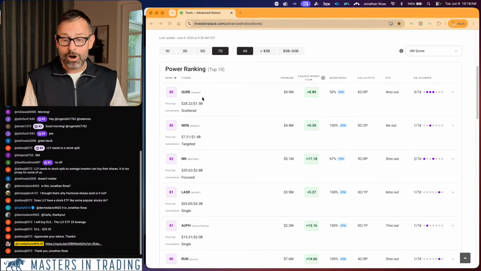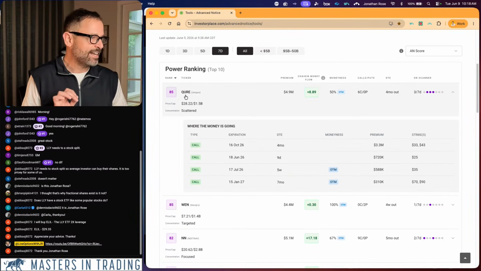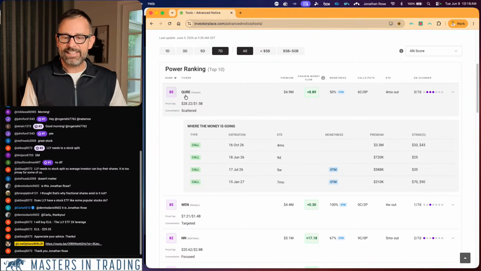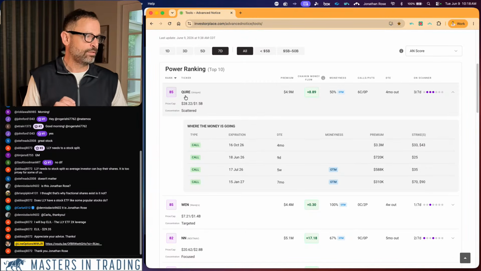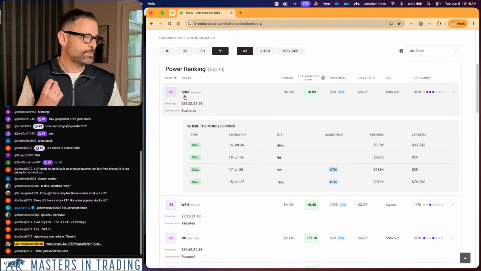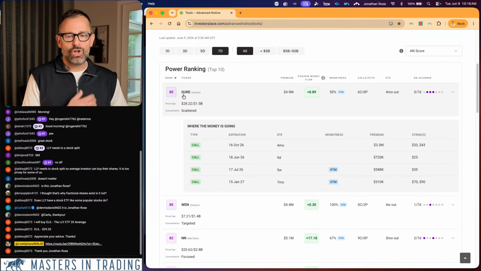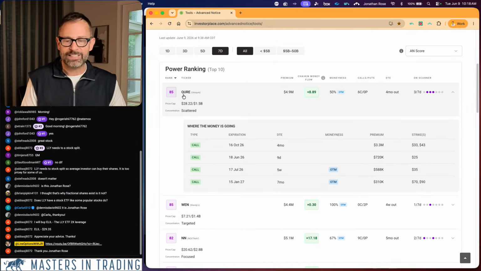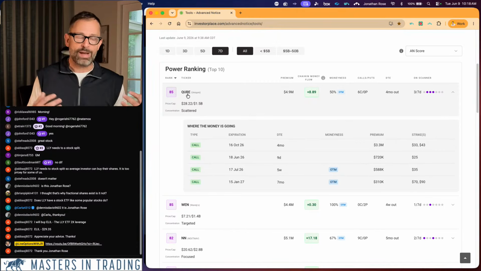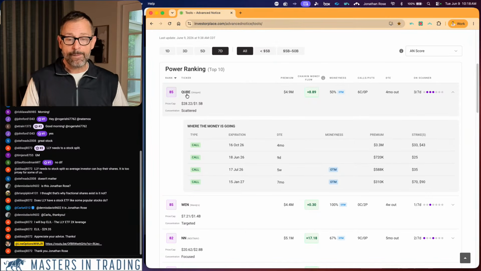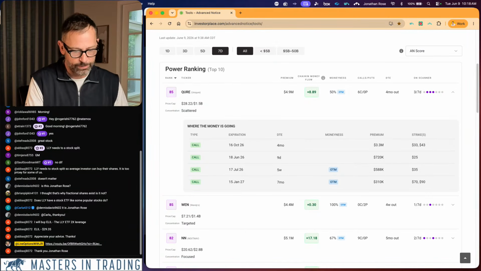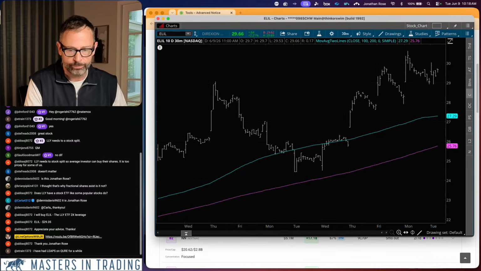So QURE, the downside of QURE is the options are expensive. And why are the options expensive? The options are expensive because the market expects a lot of volatility with QURE. So I'm going to pull up the option chain. We're going to look at the skew, SKEW, and the skew is going to tell us how the options are priced. Are the options priced to go higher? Are the options priced to go lower? So now I want to pull up QURE.